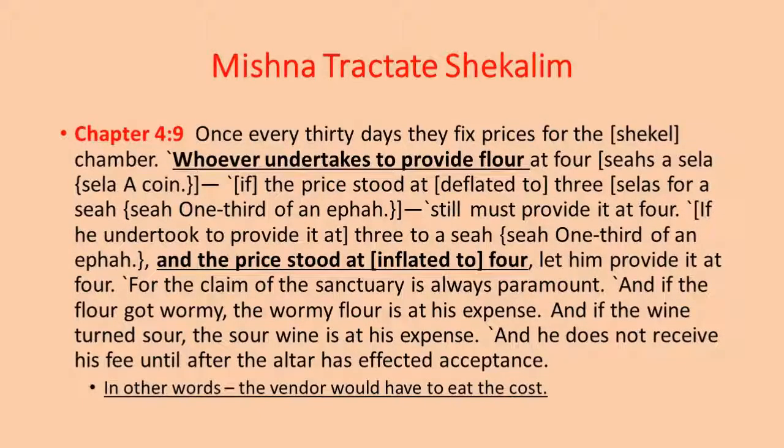If he undertook to provide it at 3 to a selah, 1/3 of an ephah, and the price inflated to 4, let him provide it at 4, for the claim of the sanctuary is always paramount. You need to underline that. Whatever it's set for that 30-day period, that's prominent. It doesn't matter if it's inflation or deflation. Once something's set, that's what you pay, okay? And that's the way it was designed to be.